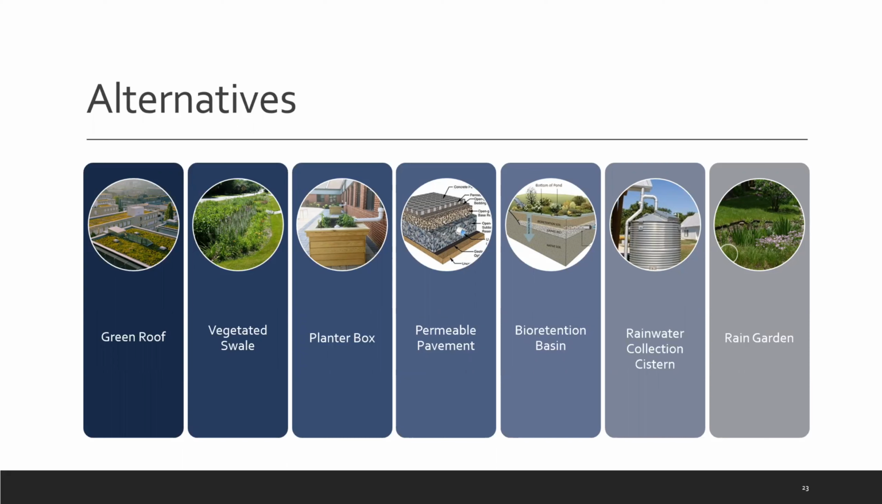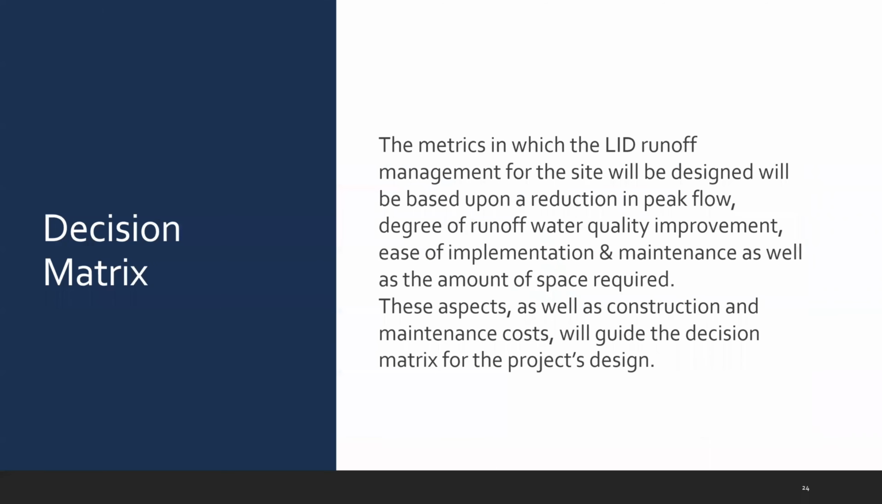Which of these components will be selected, and how they are chosen to be implemented, will be determined according to a decision matrix based upon a reduction in the peak flow of runoff, the degree of runoff water quality improvement, and the ease of their implementation and maintenance, as well as the amount of space they require.